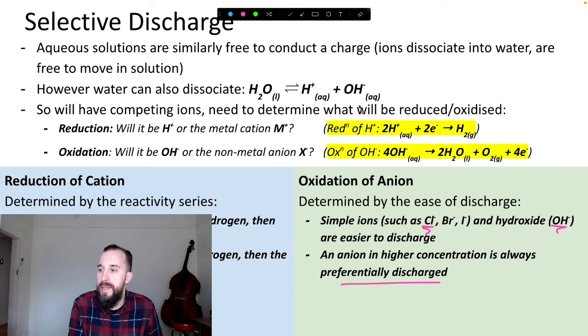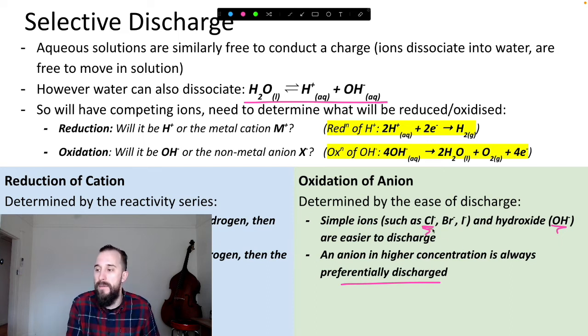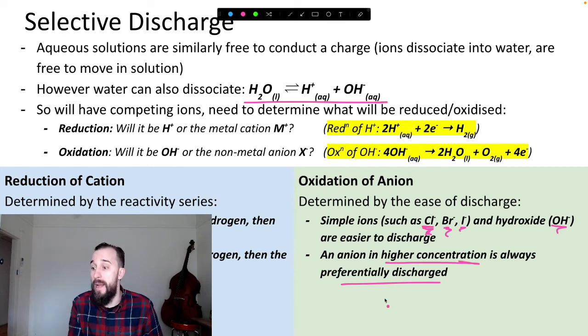Because with this hydroxide dissociation, there's a really, really small amount of hydroxide. So if you have a very concentrated chloride, bromide, or iodide solution, then the higher concentration is going to be preferentially discharged.